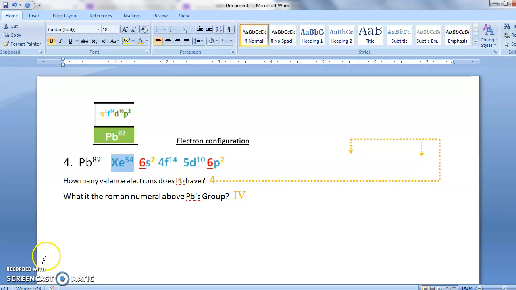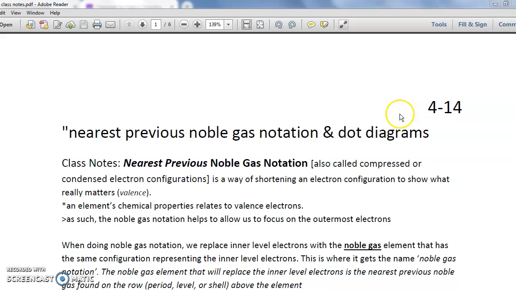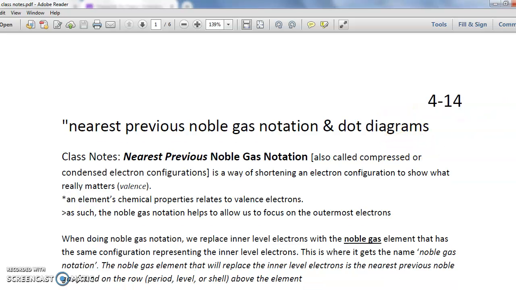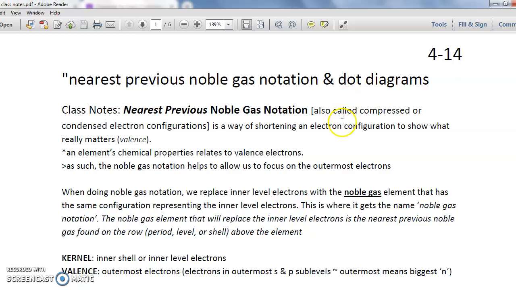The process of representing the electrons in a larger atom. So now we're taking a look at the nearest previous noble gas notation notes. We will get to diagrams a little bit. Again, this is called compressed or condensed electron configurations. And it's a way of shortening out those long, drawn-out electron configurations so that we can focus on what really matters, the electrons that were recently placed in the valence levels.